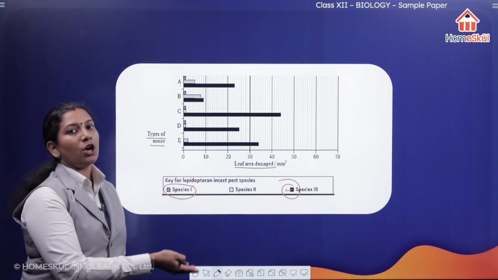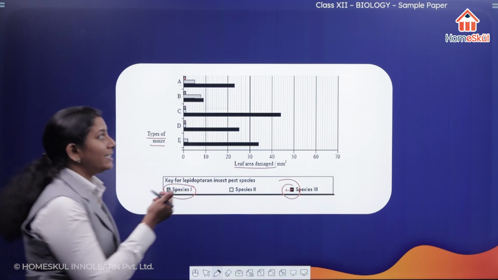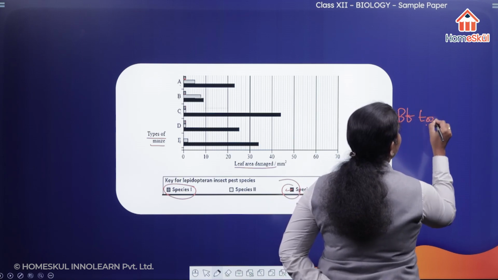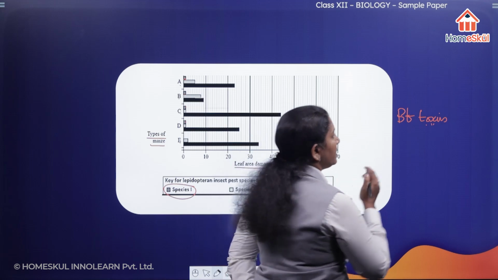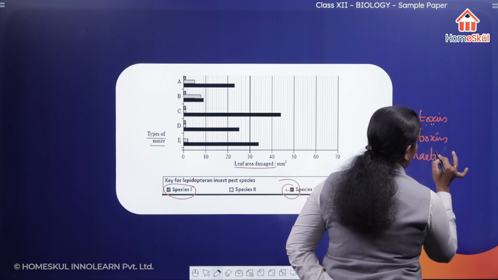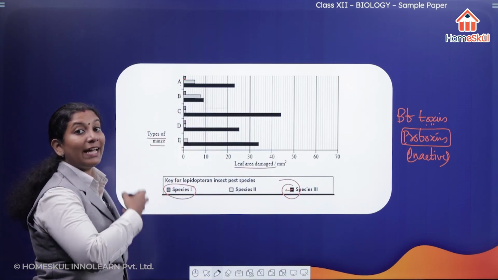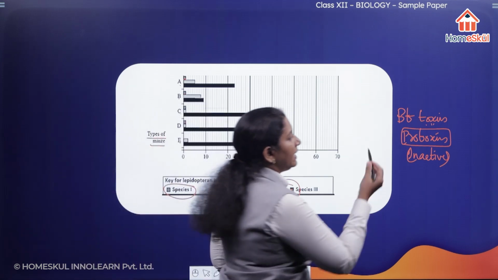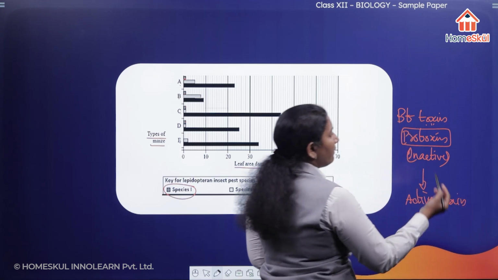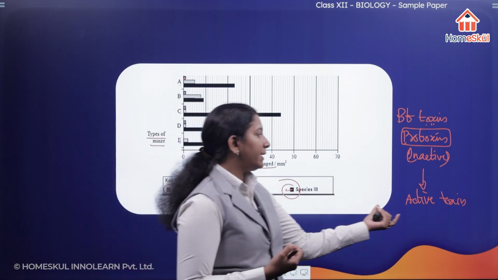When we are applying the BT toxin to the insects, what will happen? The BT toxin will always be in a protoxin form when it is first present. Protoxin means it is in an inactive form. Only when the toxin is introduced into the insect's gut will it get activated. Then only will we get the active toxin.